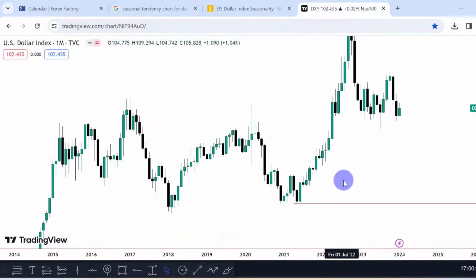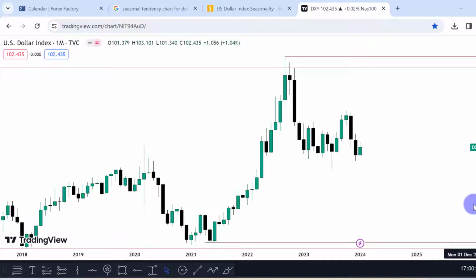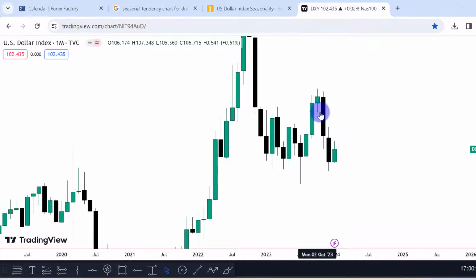creating a bearish order flow. Why? Because I see on the monthly time frame the dollar clearing the previous monthly lows. It has also formed a swing high on the monthly.